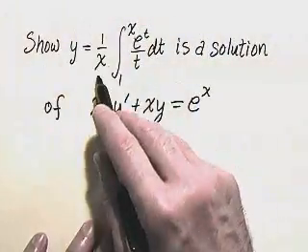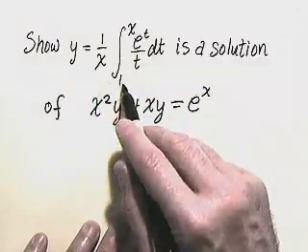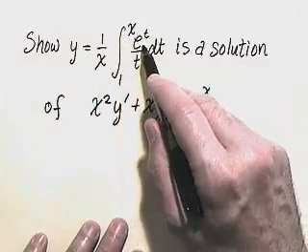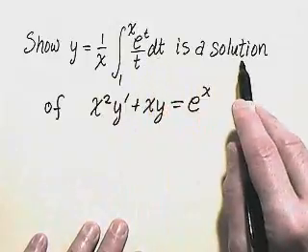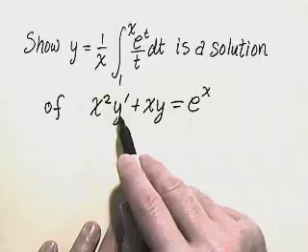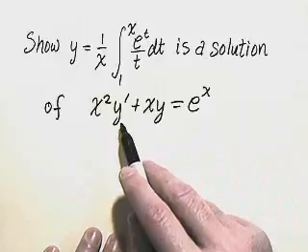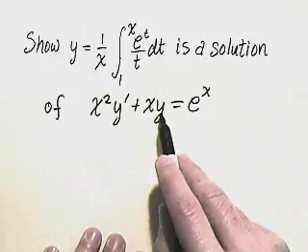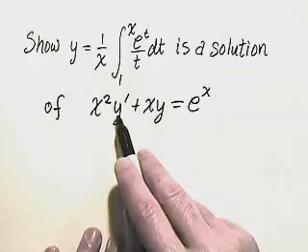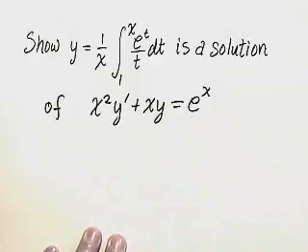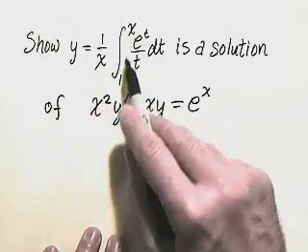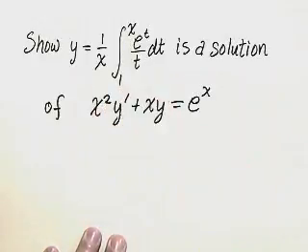Let's look at a problem where we show that a given function is an actual solution of a given differential equation. Show y equals 1 over x multiplied by the definite integral from 1 to x of the function e to the t over t dt is a solution of the equation x squared y prime plus xy equals e to the x. Notice this is a first-order differential equation because we have y and its derivative appearing as well as x. Now, because y involves a definite integral, we're going to have to differentiate that integral.